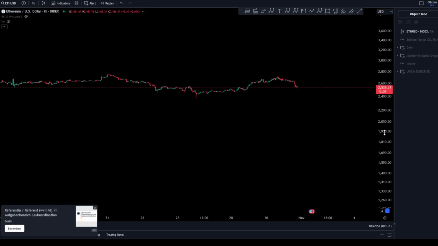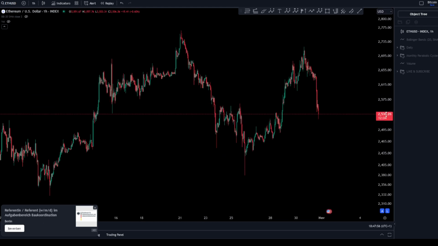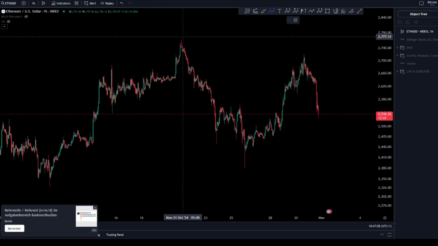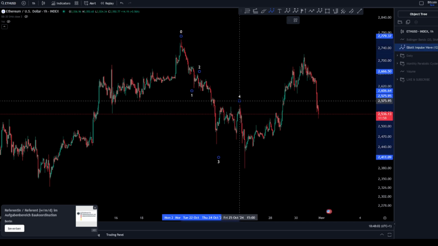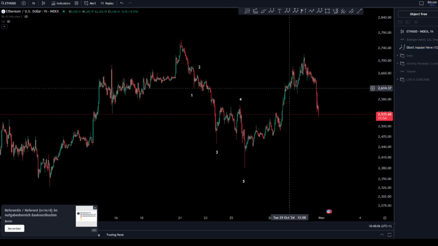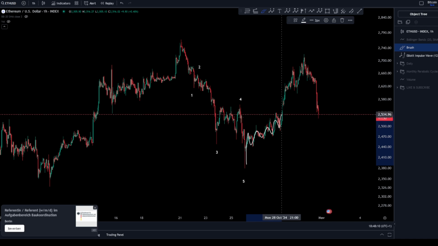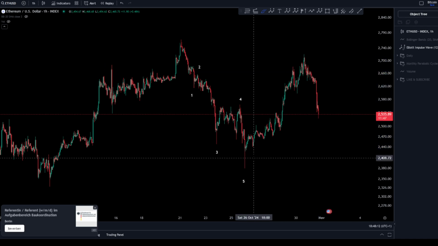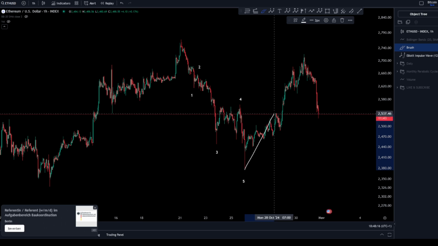So if we move to our 1 hour chart, can we count an impulse here? Yes, definitely, where we are looking at a 1 and then 2 and then 3, 4, and a 5. A very, very clear impulse towards the downside. And after that, we are looking at several choppy prices here, where it looks a little bit very choppy.